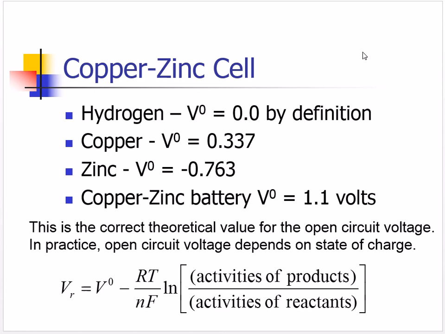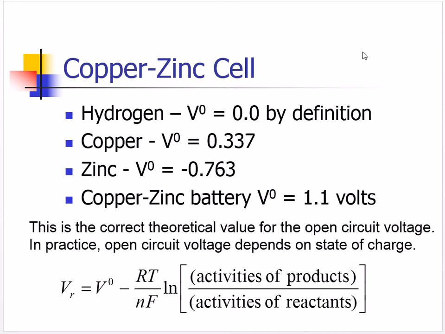This becomes an electrical potential associated with the reduction of each element. We define hydrogen to have an electrical potential of 0. Based on hydrogen being 0, it turns out that copper is positive 0.337 and zinc is negative 0.763. So we can look up these potentials for different elements, and we can imagine what it would be like to create a battery from two different elements.